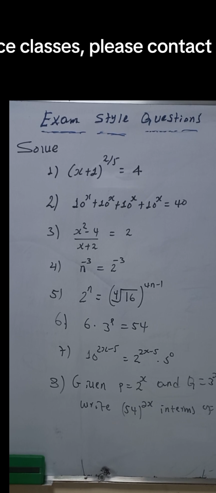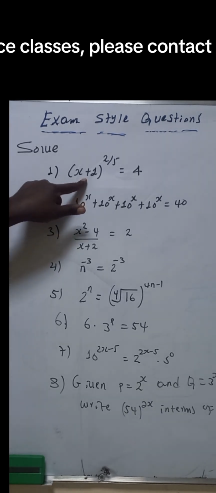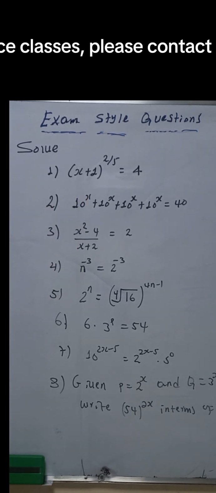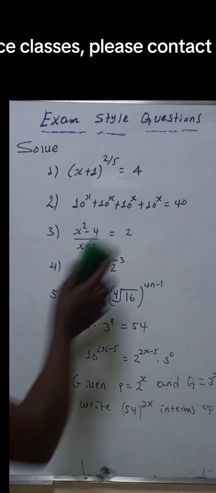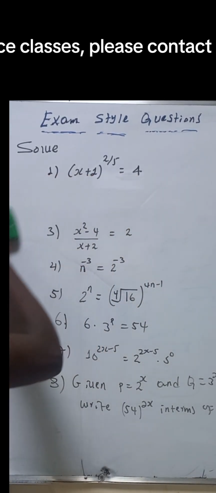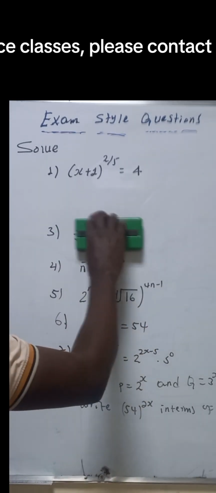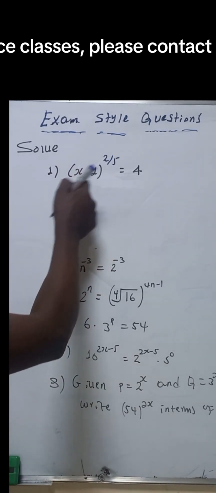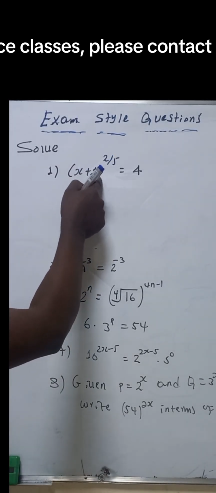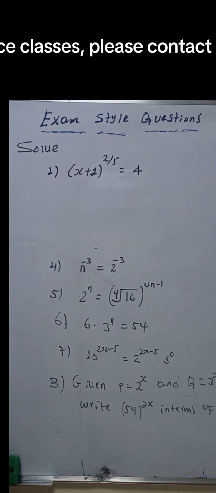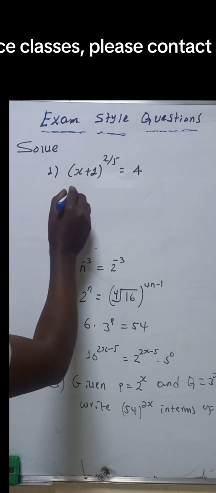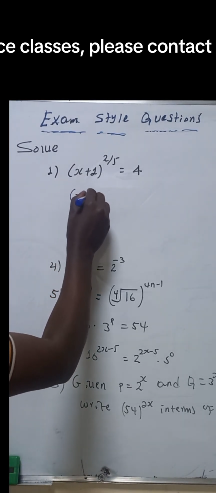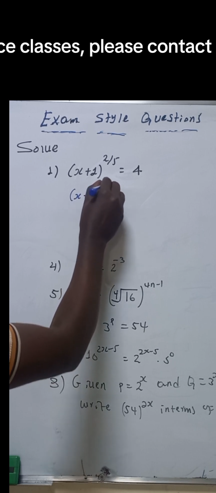When you come to the first problem, that is (x plus 1) to the power of 2 over 5 is equal to 4. In order to find the solution of this problem, let me explain how we do this one. To solve this problem, look, the exponent for x plus 1 is 2 over 5. Now this is written (x plus 1) to the power of 2 over 5.